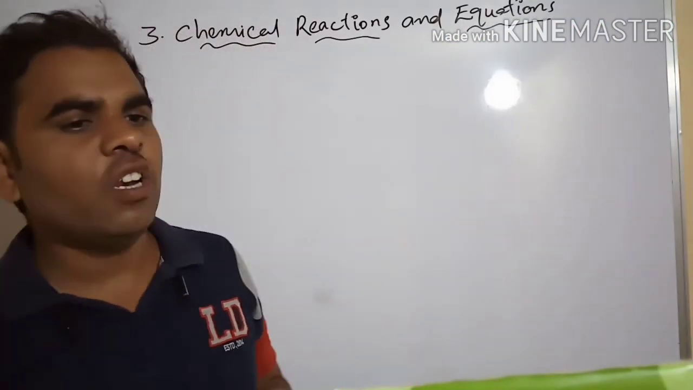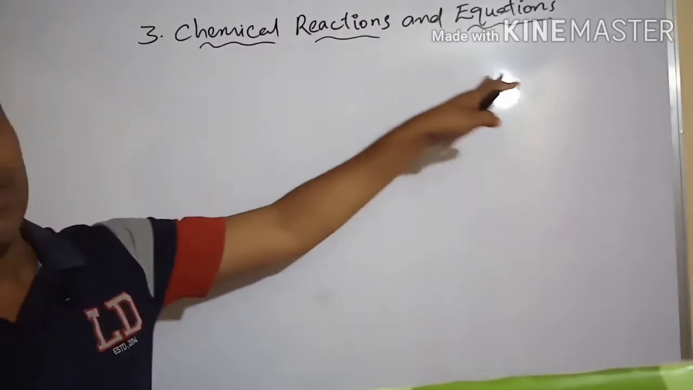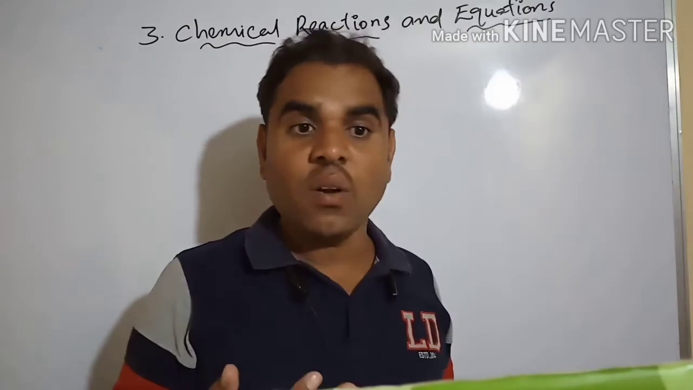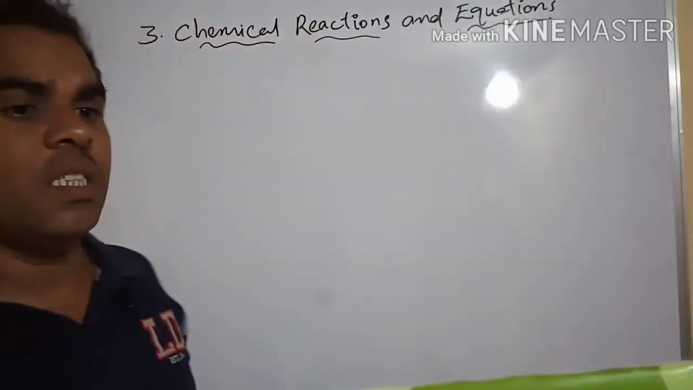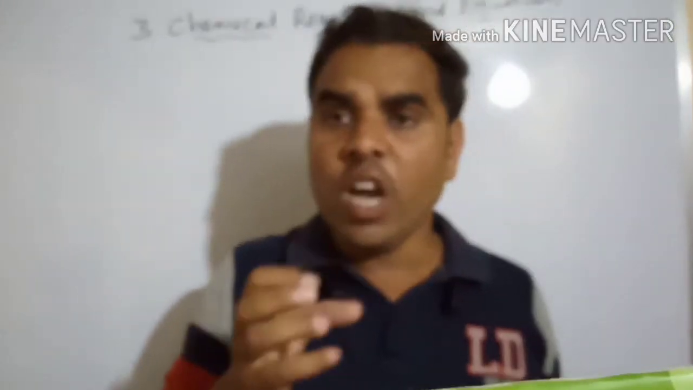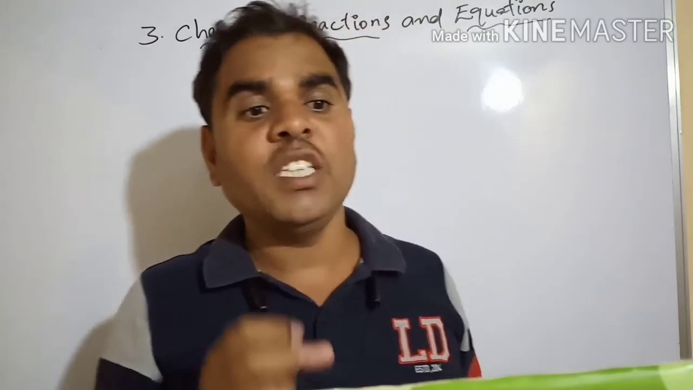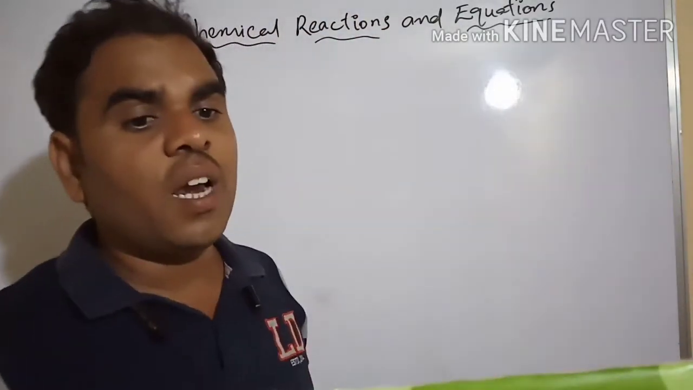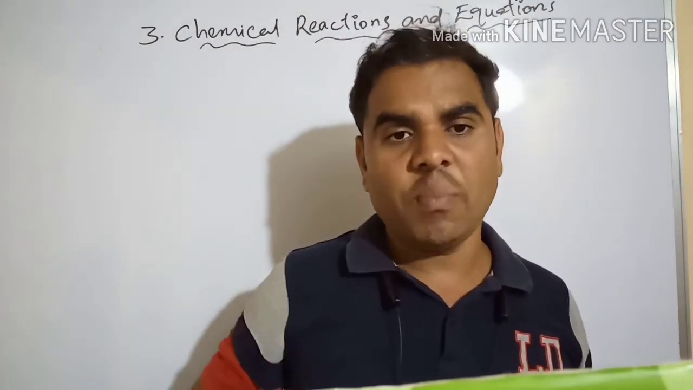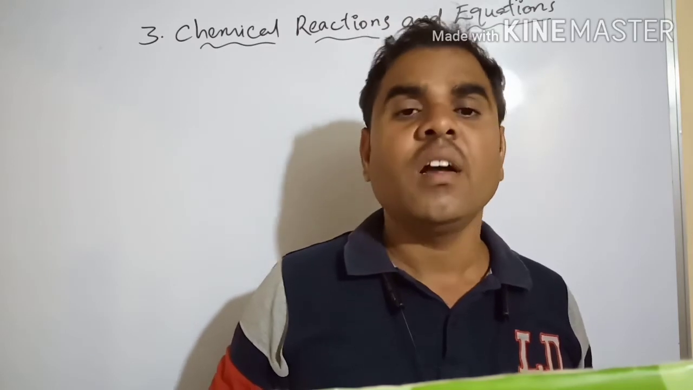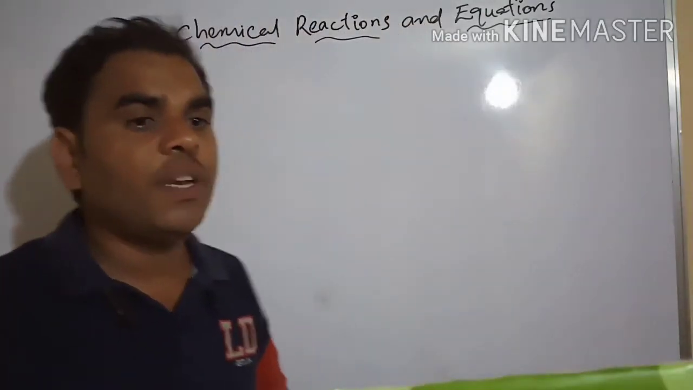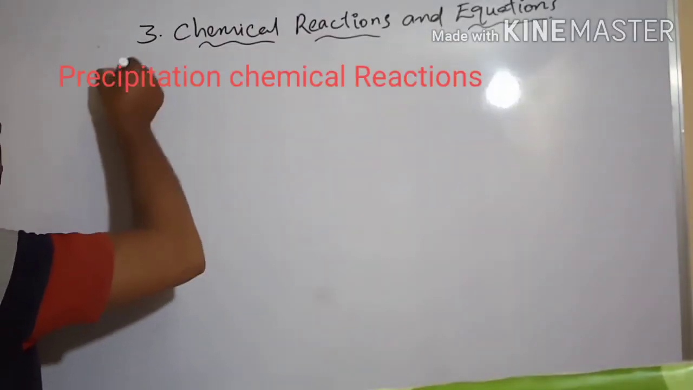In this session we have to learn about chemical reactions and equations. You have to watch again and again. See part 1 to part 5. This is the 6th part in chemical reactions and equations. In this session we have to learn precipitation reactions. We already completed decomposition reaction, combination reaction, displacement reaction and double displacement reaction. In this session we have to learn about the precipitation reaction.